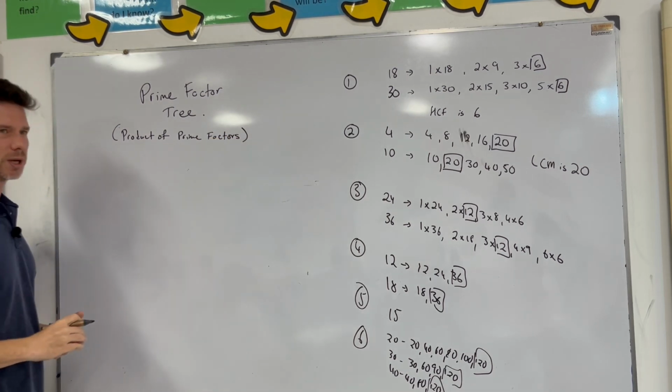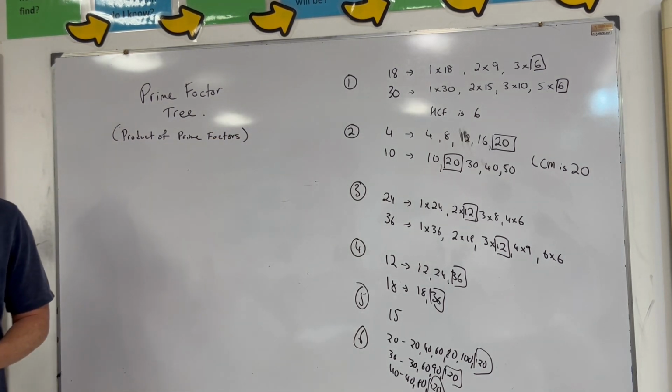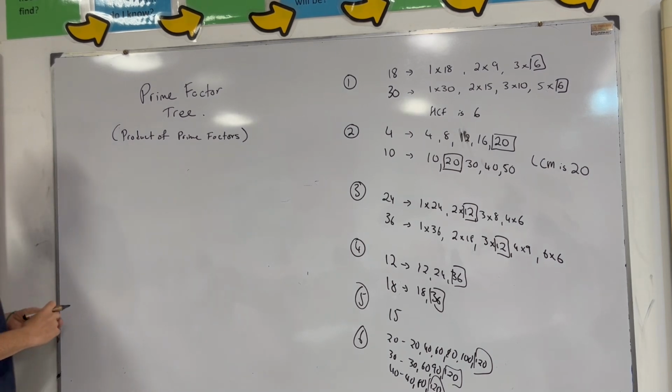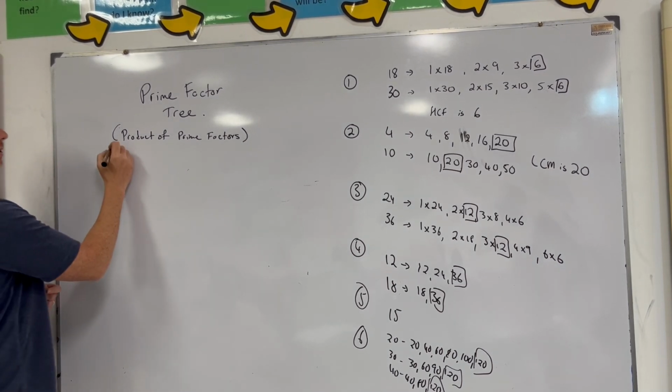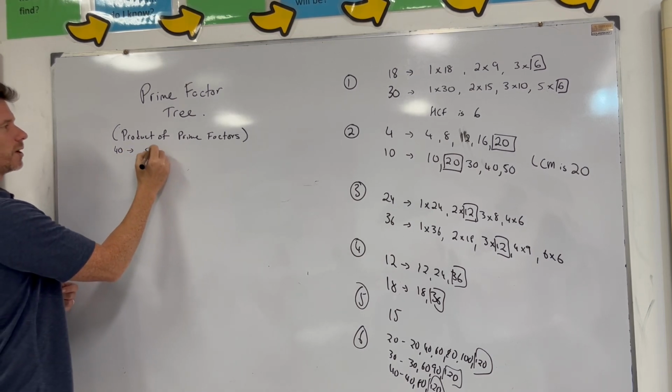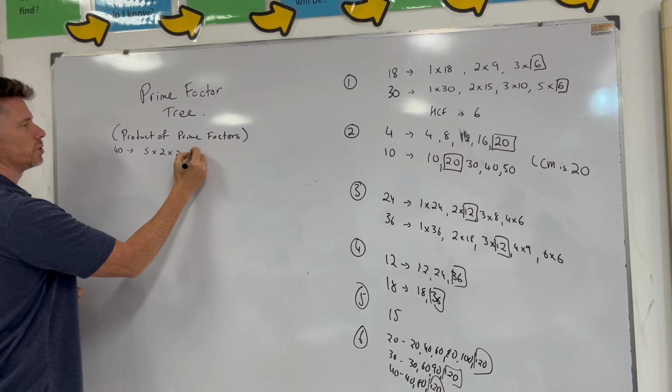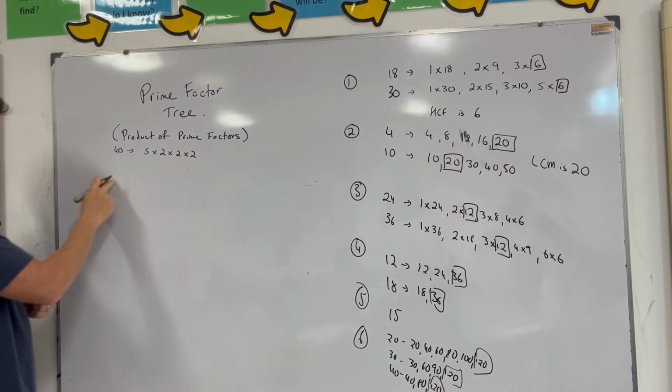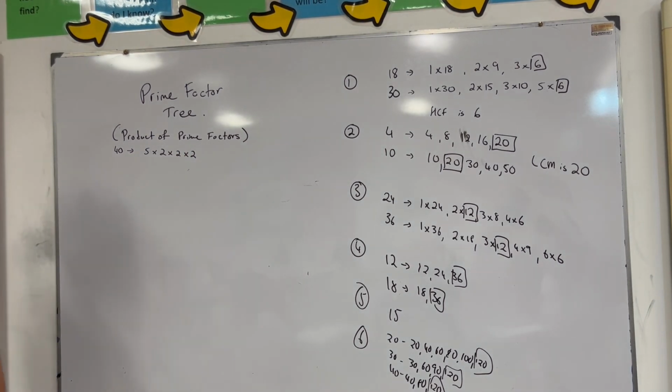So the product of prime factors, product means multiply in maths if you're not sure what product means. Product of prime factors, so for example, 40 as a product of its prime factors is 5 times 2 times 2 times 2. All prime numbers multiplied to give 40. They are its product of prime factors. So each number has a kind of unique one.